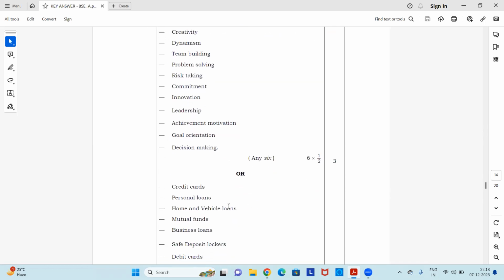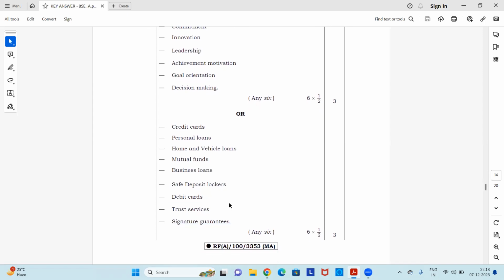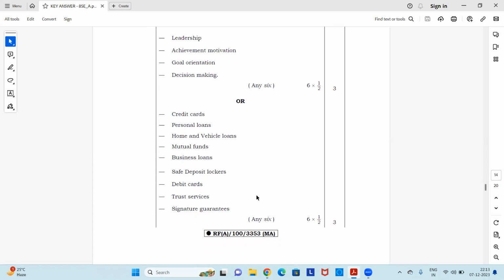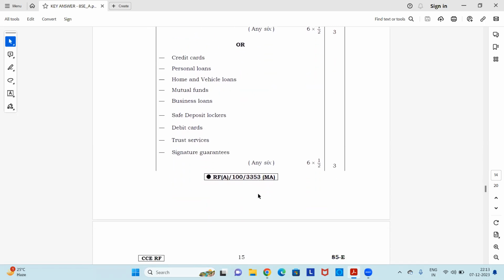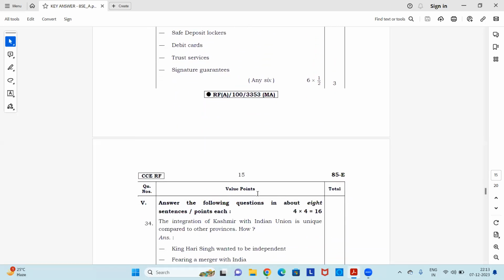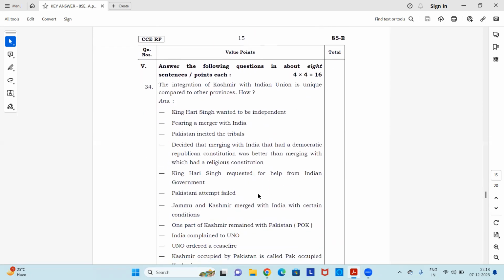Next question's answer is credit cards, personal loans, home and vehicle loans, mutual funds, business loans, safe deposit lockers, debit cards, trust services, signature guarantees. So here we come to an end with this main. Now we go to the fifth main, where you have to answer in about 8 sentences, because this is a 4 mark question and you will have 4 questions here.